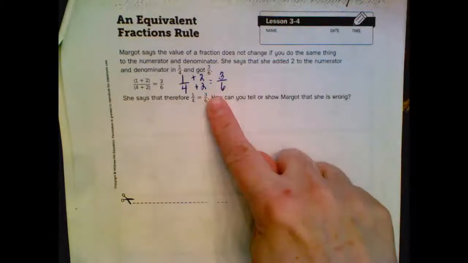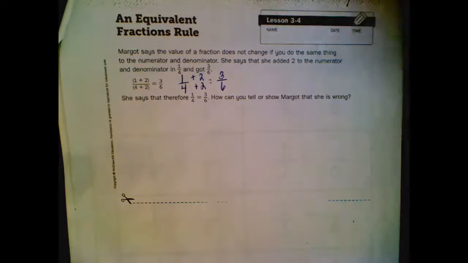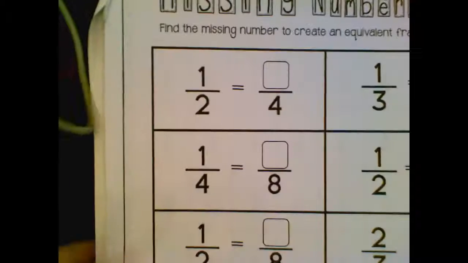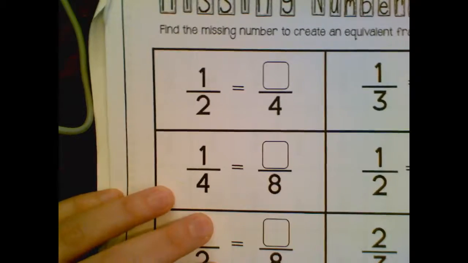So this was activity 1. Activity 2 is the matching. Activity 3, this should take you no time at all. Okay, you are filling in the missing digit. So let me zoom in here. Okay, 1/2 equals blank fourths.